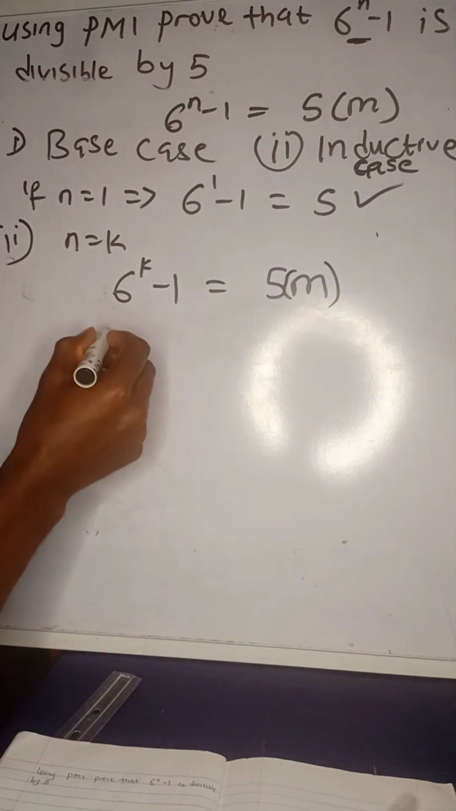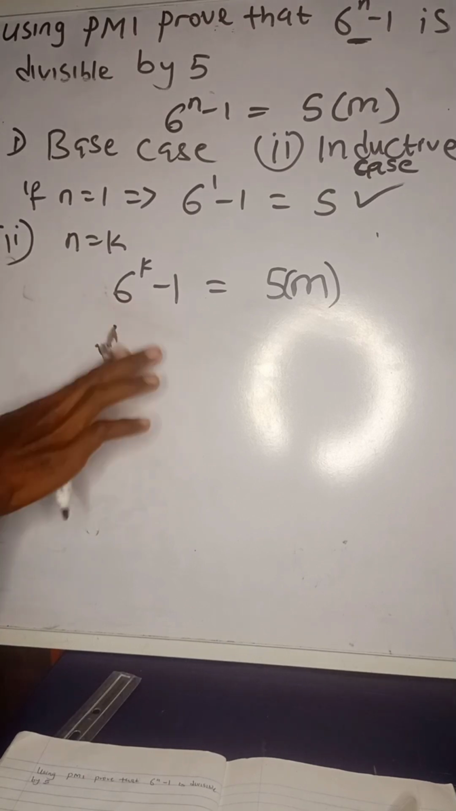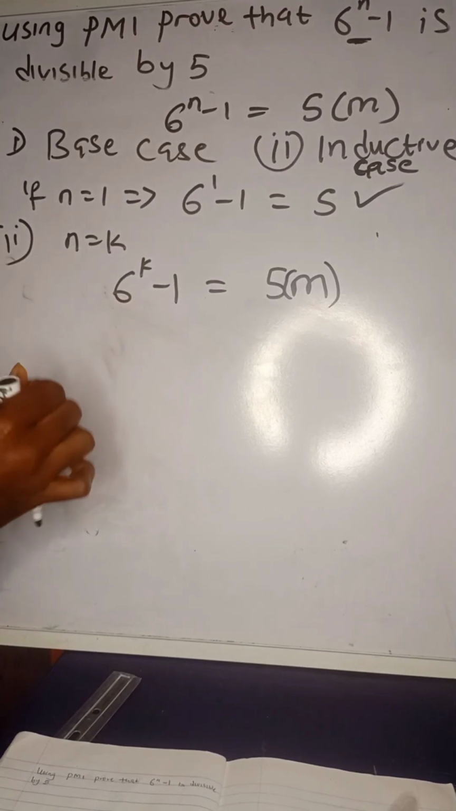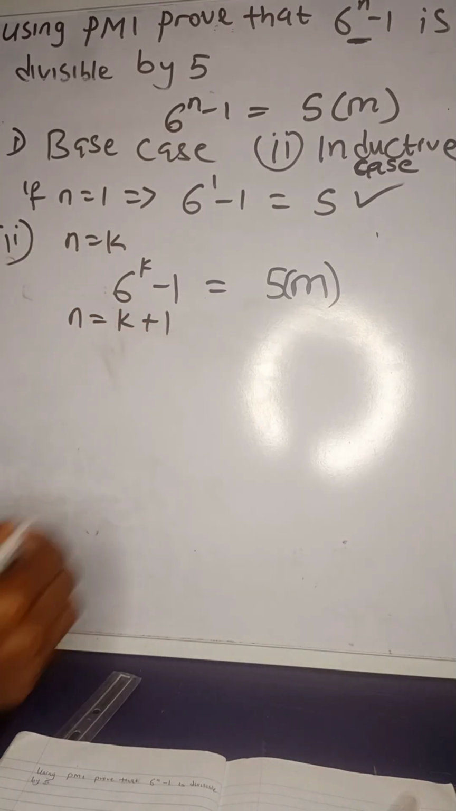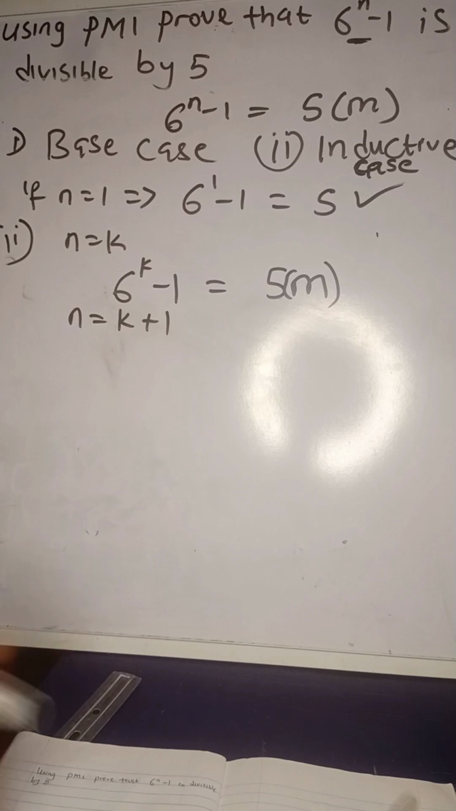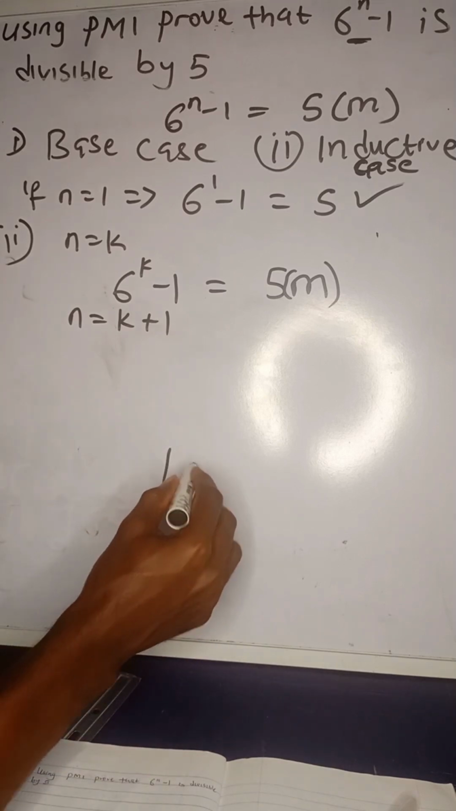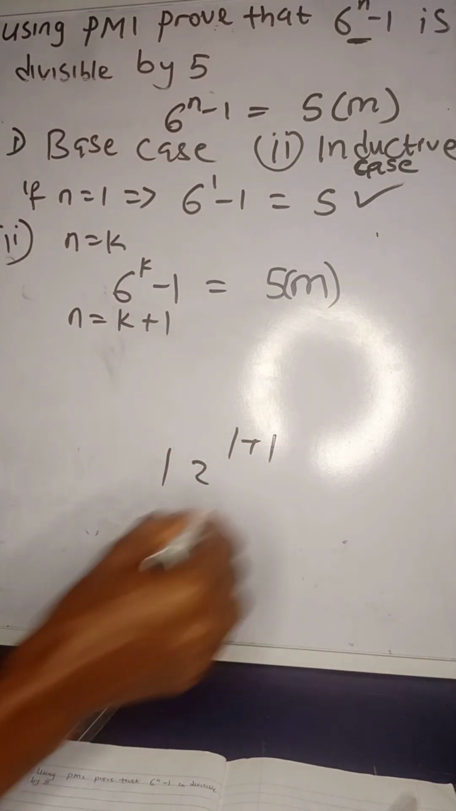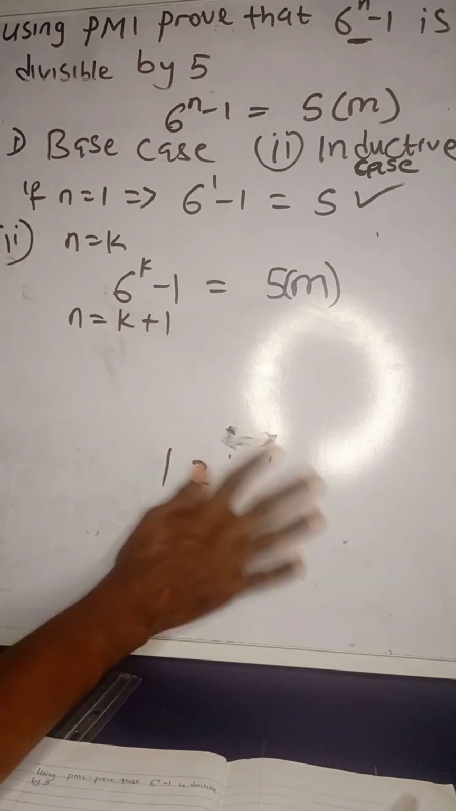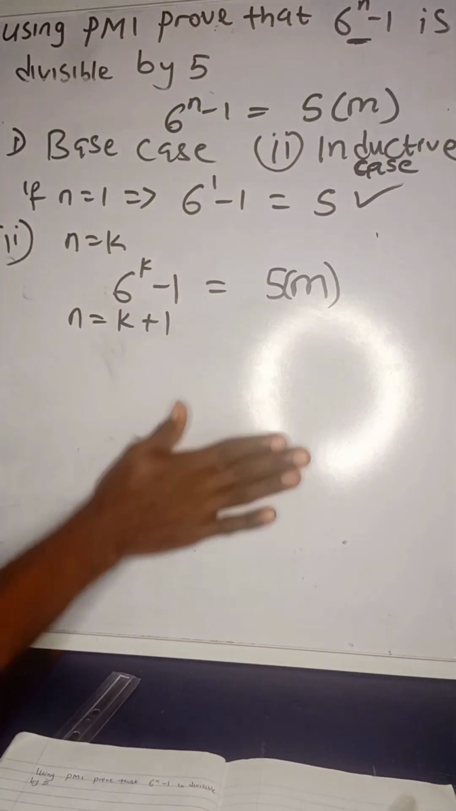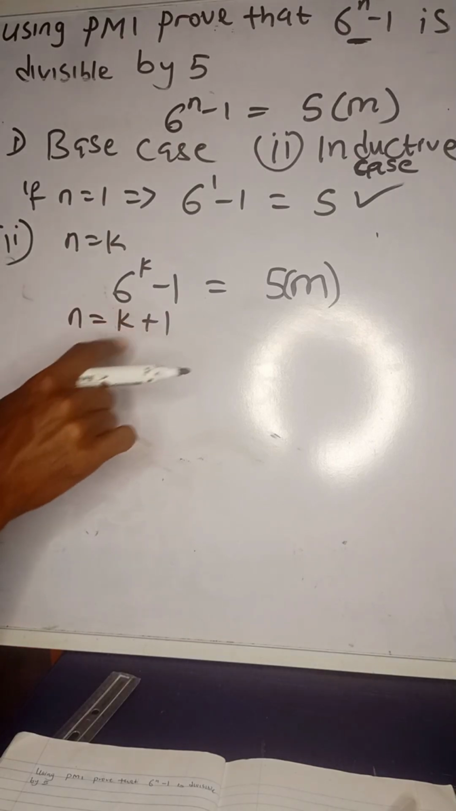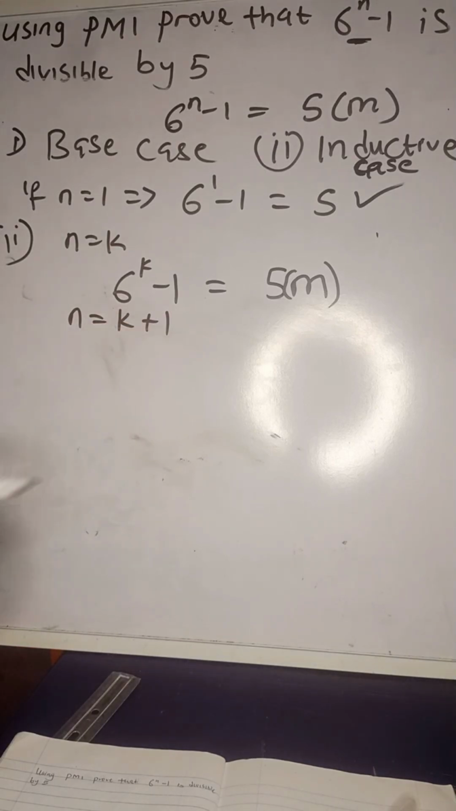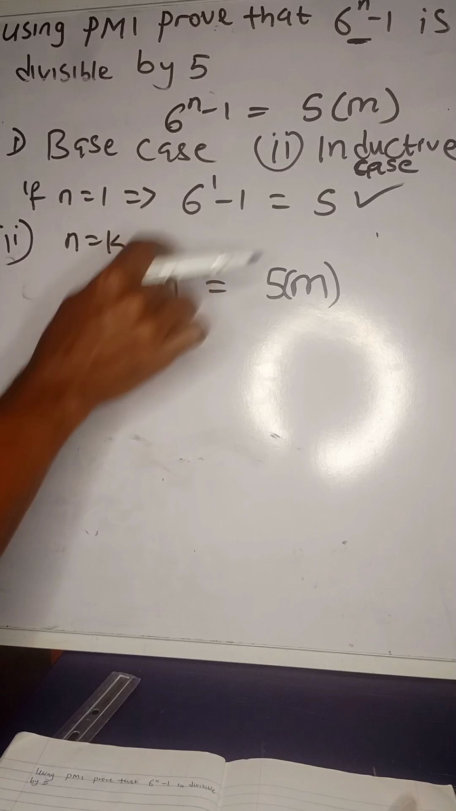Then the next thing is we have to prove it for the next number after k. We don't know what k is, just like the next number after 1 is 2, and how do we know? 1 plus 1, right? So the next natural number after k should be k plus 1. So we have, when n is equal to k plus 1, is it divisible by 5? You now see that this value here and this value here are not the same.